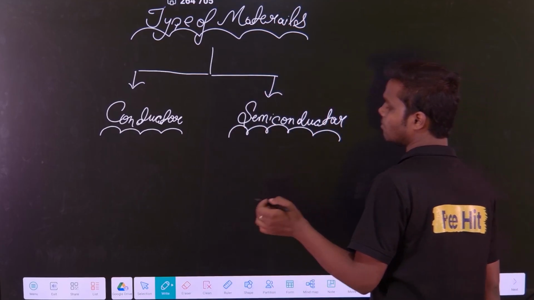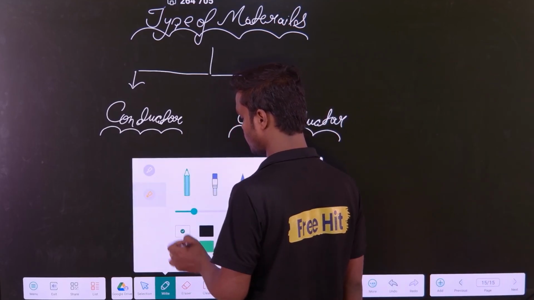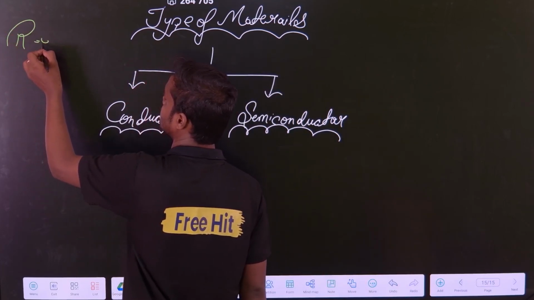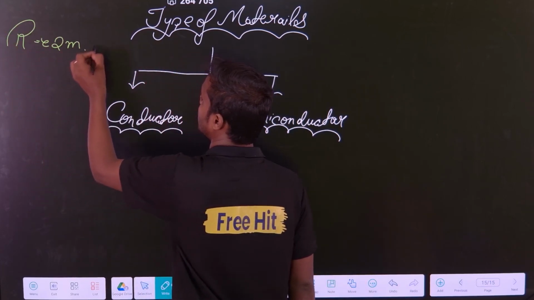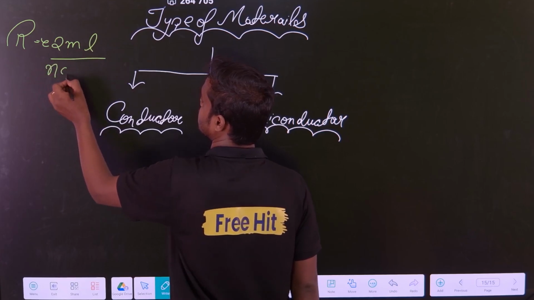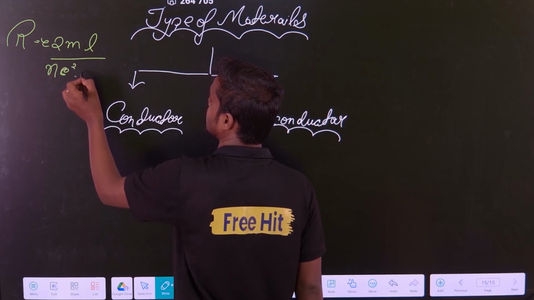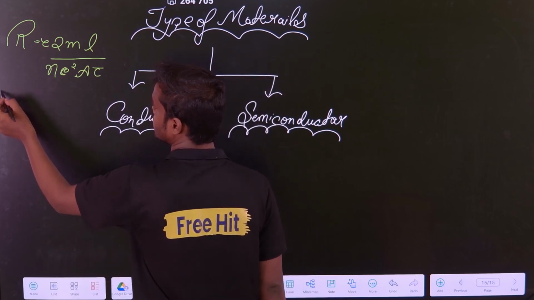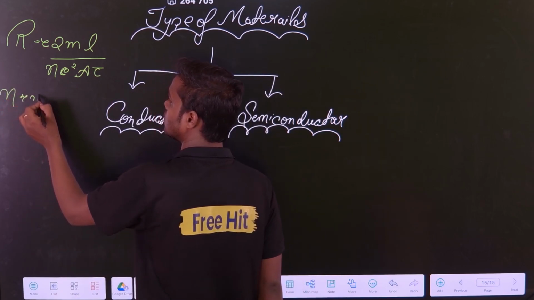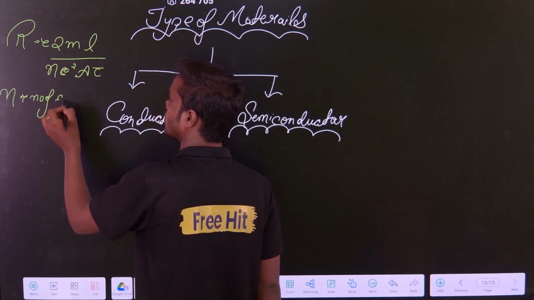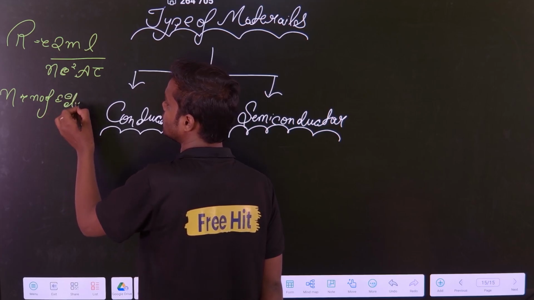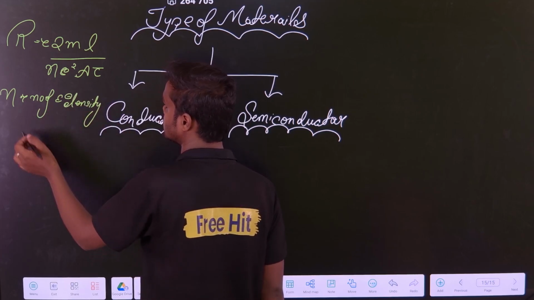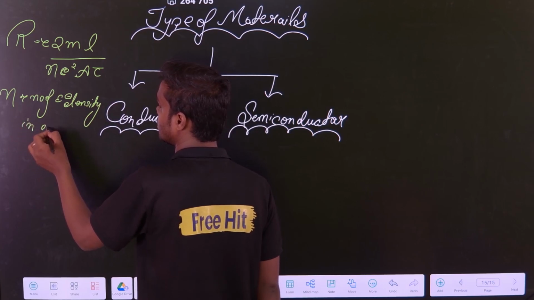If you remember the formula of resistance, what is the formula of resistance we have? The formula of resistance that you remember is 2 m l upon n e square A into tau, where I told you what n is. N is the electron density. Density means number of electrons per unit volume, so I am saying number of electron density in a conductor, basically in a conductor.